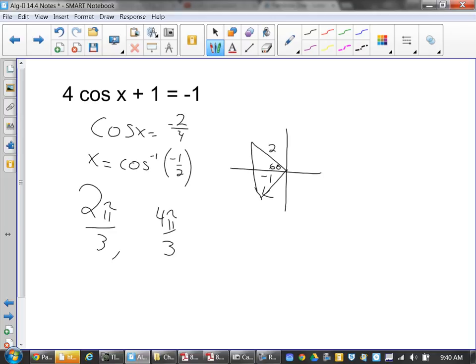No, because if you look at the parameter, it's between 0 and 2 pi. Yes, because we subtracted 1, so we had negative 2/4, so it's negative 1/2. Okay? Was this too much to ask for after your brains are in park?